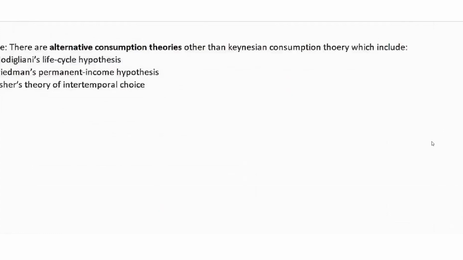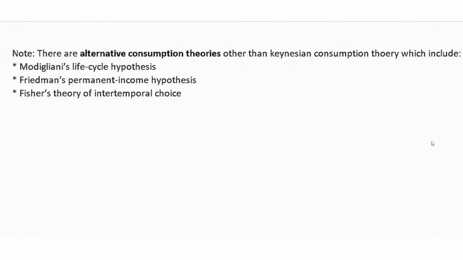Now, apart from the Keynesian consumption theory, there are alternative consumption theories as well, such as Modigliani's life cycle hypothesis, Friedman's permanent income hypothesis, and Fisher's theory of intertemporal choice, but more on that later.